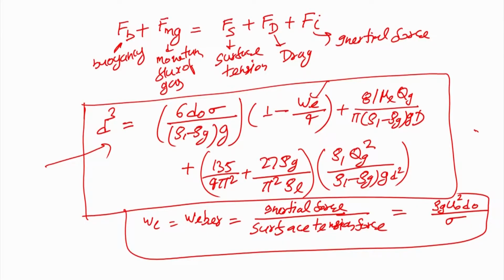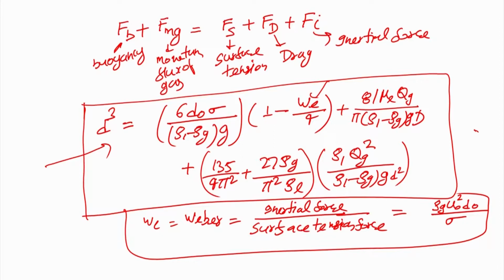So welcome back. Yesterday we were discussing the diameter of the bubble, how the diameter of the bubble is calculated. We said that there are different forces which are critical: buoyancy force, momentum flux of the gas, surface tension force, drag force and inertial force. And we said that if we do the combined balance, we will get a diameter equation for the bubble which will be formed and detached from the surface.